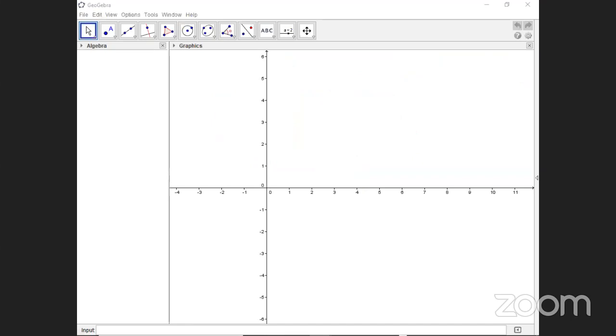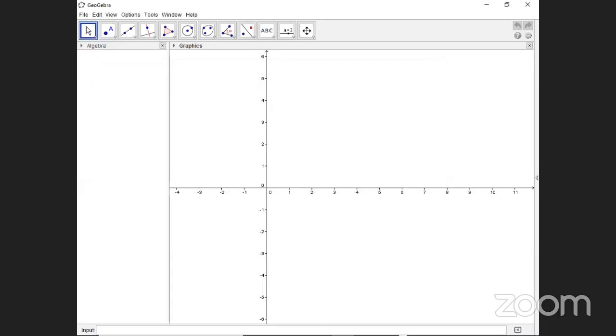Now you can see. I will take x minus 5. See here, I will write x minus 5 here, mod of x minus 5. This is the graph of mod x minus 5.